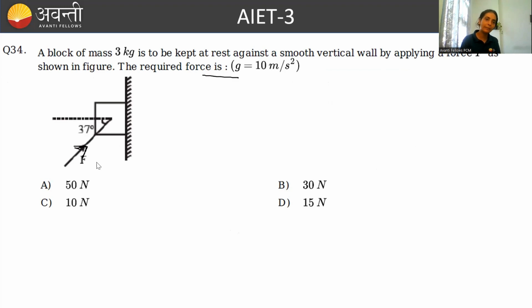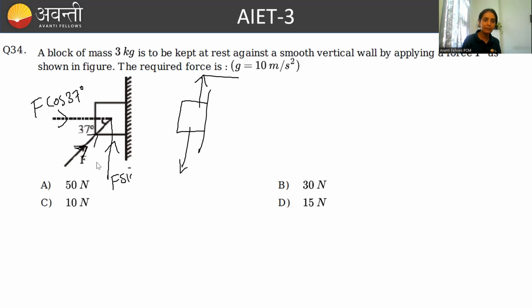So if we have to keep it at rest, just look at the body. This body has high tendency to fall down. So if we have to stop it from falling down, we need to apply force in the upward direction. Here we are applying force in this direction, but it will have a component in the upward sense. And how much will be this component? This component is F cos 37. Done. And this is what? F sin 37. Done.